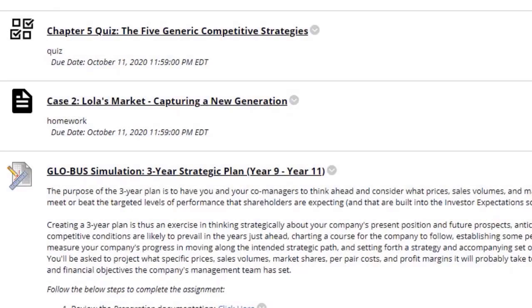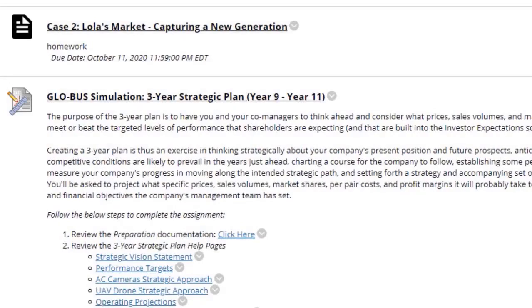Next, we have the Chapter 5 quiz. Then again, that should be very straightforward. You've been completing quizzes for several weeks now. Next, we have Case 2, Lolo's Market, Capturing a New Generation. Keep in mind, you must read Case 2 in the back of the book first before actually attempting this assignment.